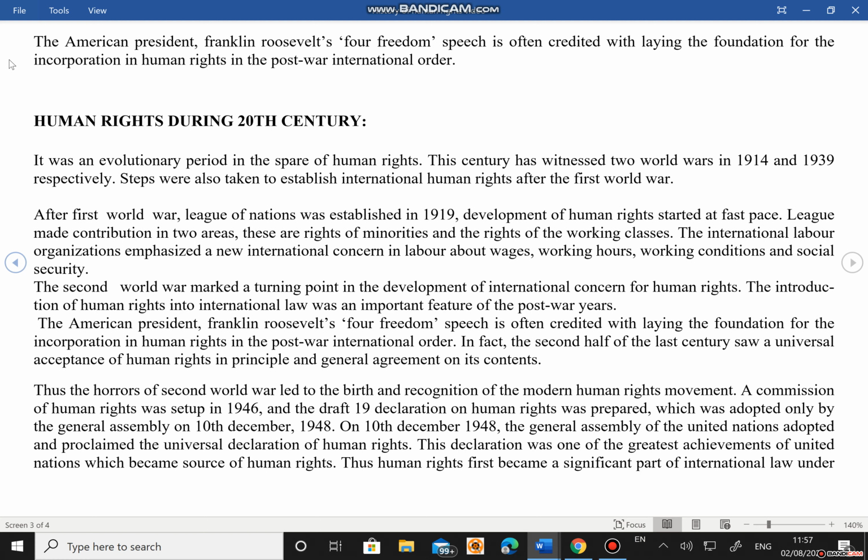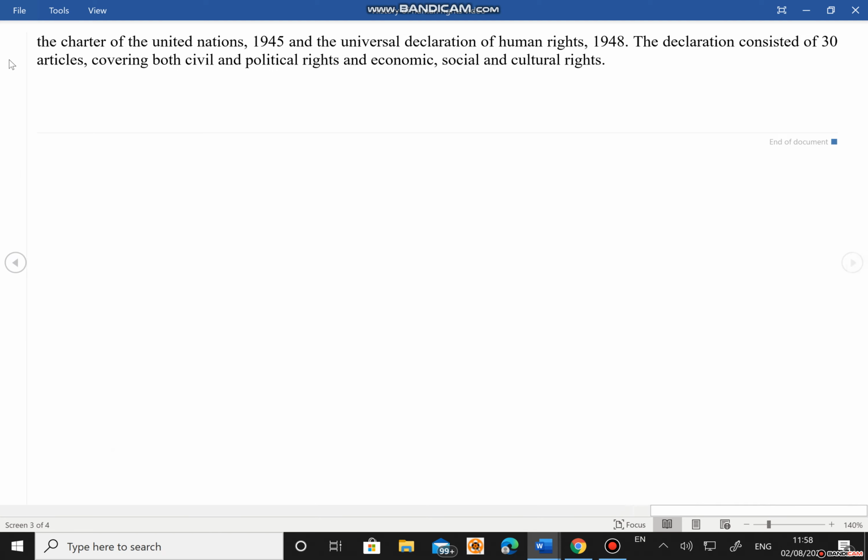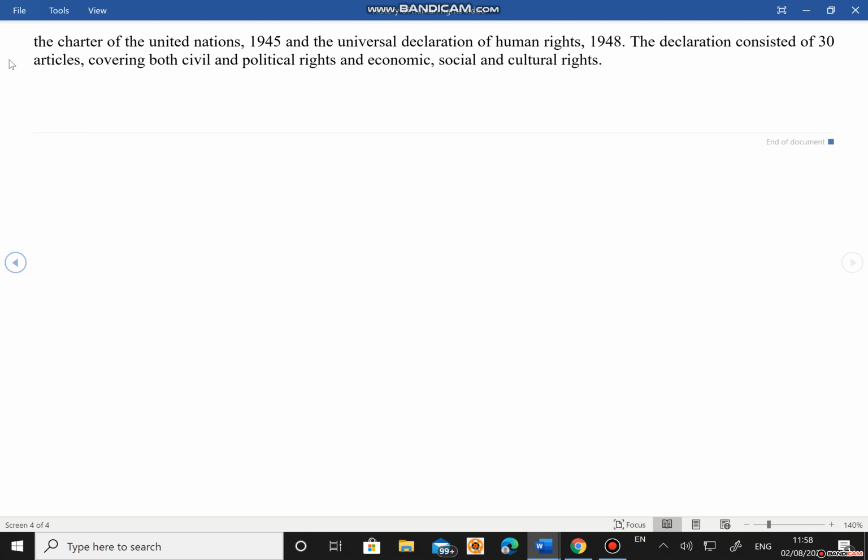This was the greatest achievement of the United Nations, which became the source of human rights. So which was the source of human rights? It was UDHR, the Universal Declaration of Human Rights. The declaration consists of 30 articles covering both civil and political rights, and economic, social and cultural rights.